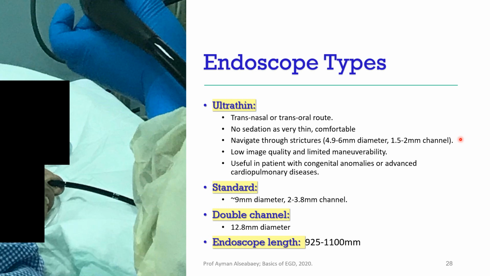You should know the diameter of your channel to know the proper accessories to pass through. Suppose that you have a patient with esophageal stricture and you want to fix a metallic stent. A metallic stent requires a large diameter channel, so you can fix it by double channel only, or through a colonoscope. Usually the endoscope length averages from 1 meter to 1 meter 10 centimeters.